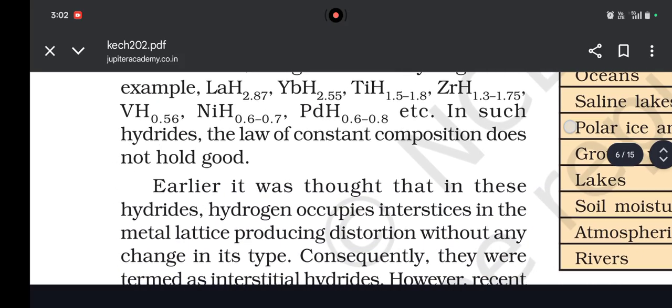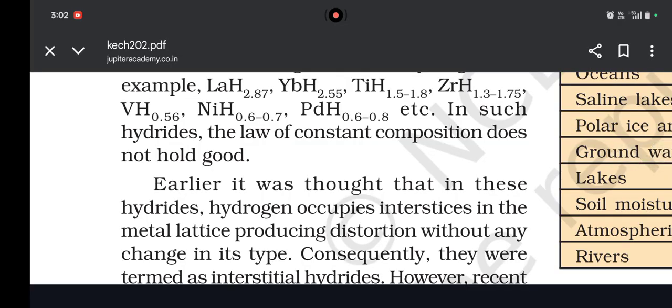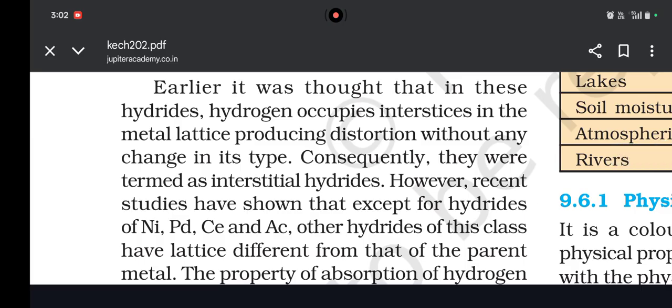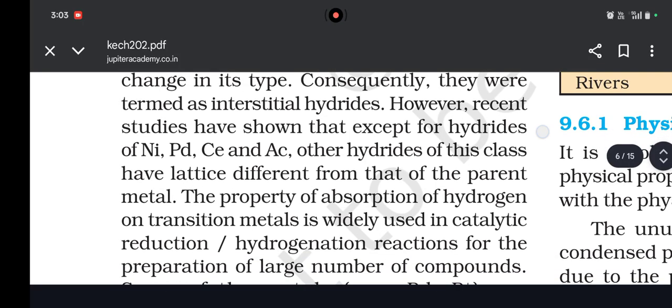For example, LaH2.87, YH2, TiH1.5-1.8, ZrH1.3-1.75, VH0.56, NiH0.6-0.7, PdH0.6-0.8. In such hydrides, the law of constant composition does not hold good. Earlier, it was thought that in these hydrides, hydrogen occupies interstices in the metal lattice, producing distortion without any change in its type. Consequently, they were termed as interstitial hydrides. However, recent studies have shown that except for hydrides of nickel, palladium, Ce and Ac, other hydrides of this class have a lattice different from that of the parent metal.